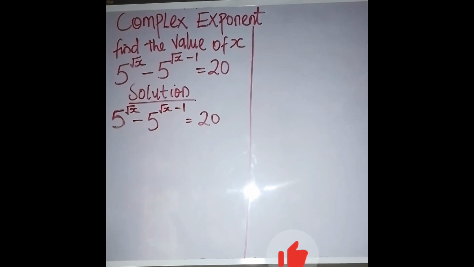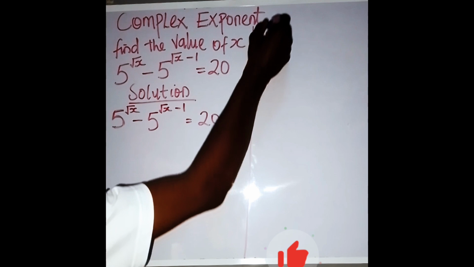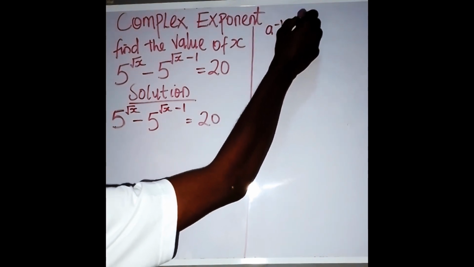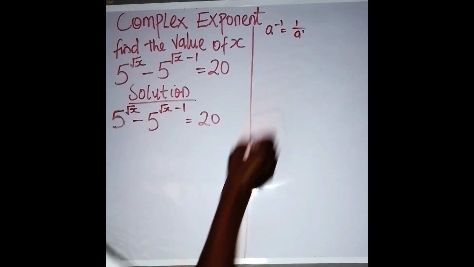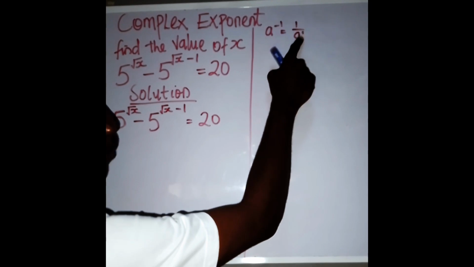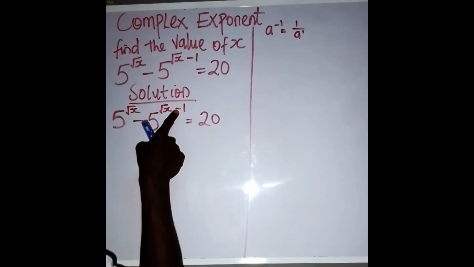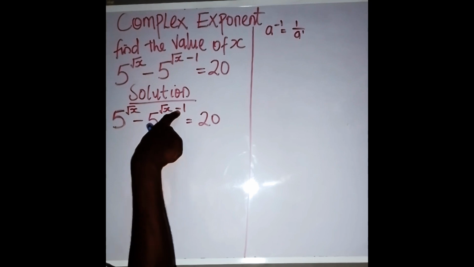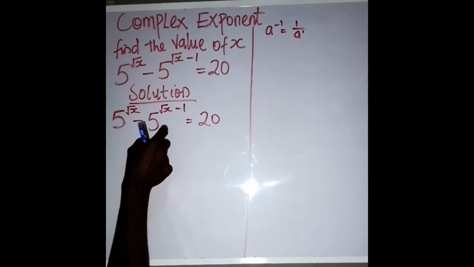Anytime you have a number raised to the power minus 1, you already know that if I say a raised to the power minus 1, it's the same thing as saying 1 over a raised to the power 1. Now this is my indices. When a number is raised to the power of a negative sign, that means 1 over that particular number. Because of this minus here, it's just telling me that this is 1 over 5.